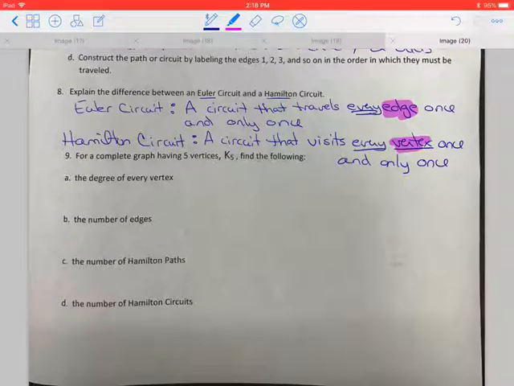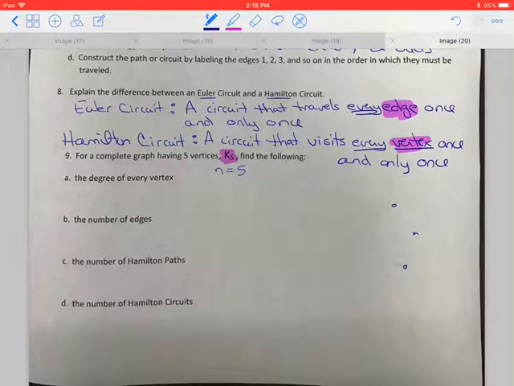All right, so we're on number 9, and we're looking at what we're calling a complete graph. In this case, we're looking at the complete graph K5. What that means is it has 5 vertices, and every vertex is connected to every other vertex. You can draw it if you want to.